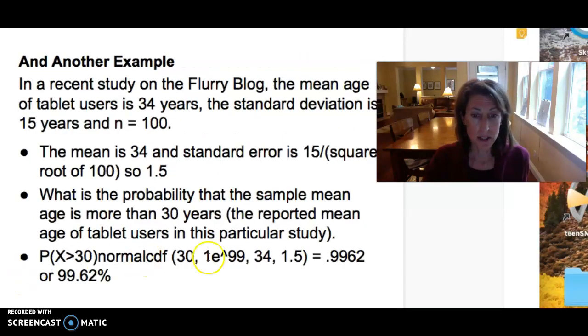Sorry, didn't mean to do that. Getting used to this. 34 is our mean, and our standard error 1.5. When you put that into your calculator, the normal CDF, you should get 99.62% of the data would be above 30 years old. So 99.62% of the people using this blog, tablet users, excuse me, are older than 30. That's pretty interesting. Let's keep going, okay?